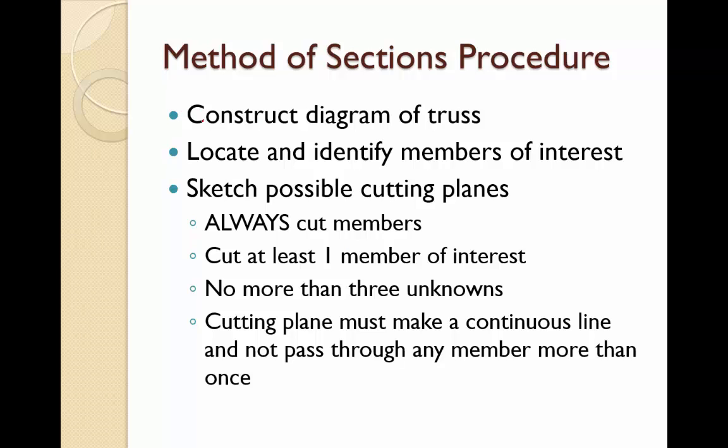So first, we construct a diagram of the truss. Then we locate and identify all members of interest. I usually locate those by putting a little circle around the member or putting a hash mark through it. Then we make a cutting plane. We sketch a cutting plane. There are certain rules about the cutting plane, however. First of all, the cutting plane always has to cut some of the members, otherwise it doesn't do anything. It needs to cut at least one member of interest. It should have no more than 3 unknowns, and the cutting plane has to make a continuous line and not pass through any member more than once.